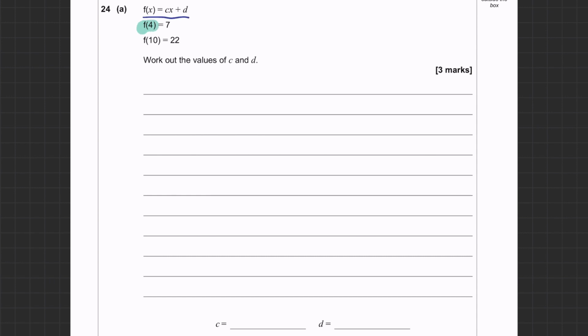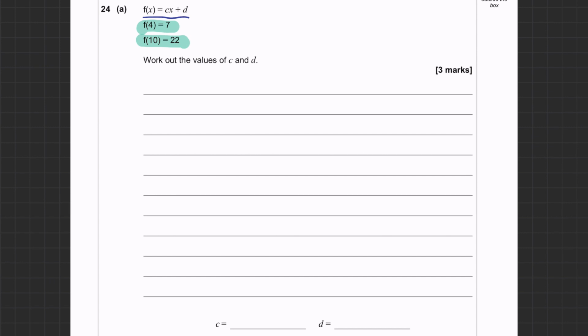Now, these two here, f of 4 is 7 and f of 10 is 22. All that's saying is when you input x into here, so if we input 4, this will be 4c plus d, and if we input 10, this will be 10c plus d. So we're going to write that down.